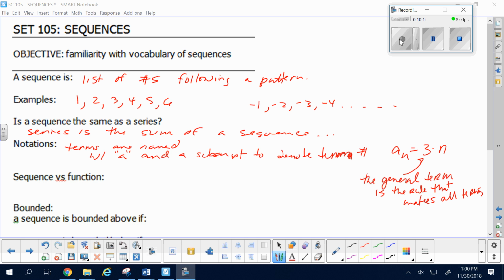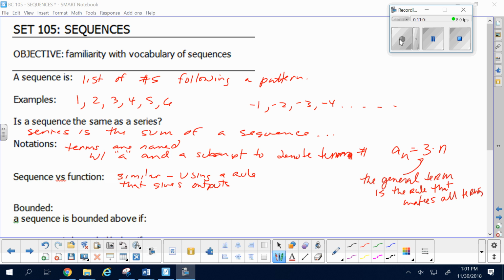All right. So if I ask for a sub 1, obviously that means the first term in the sequence. A sub 2 means the second term in the sequence. Sequences versus functions, because this is a rule that makes terms. It's like a function. It does something and spits out an output. And so sequences and functions are both similar because they both involve using a rule that gives outputs from an input. They are different, however, in what goes in.